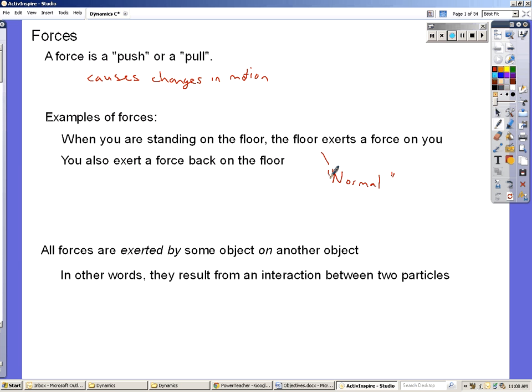The way forces work is that a force is always exerted by some object on another object. It's the result of an interaction between two particles, and those forces can cause changes in the motion of both particles.